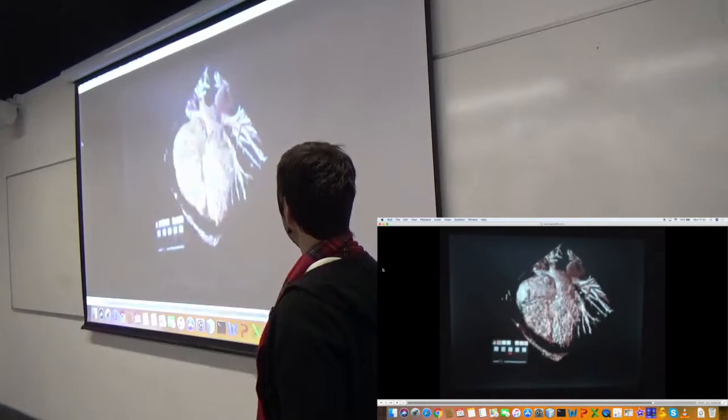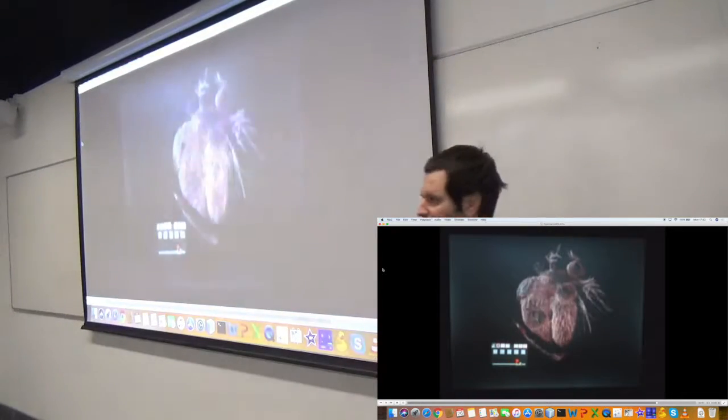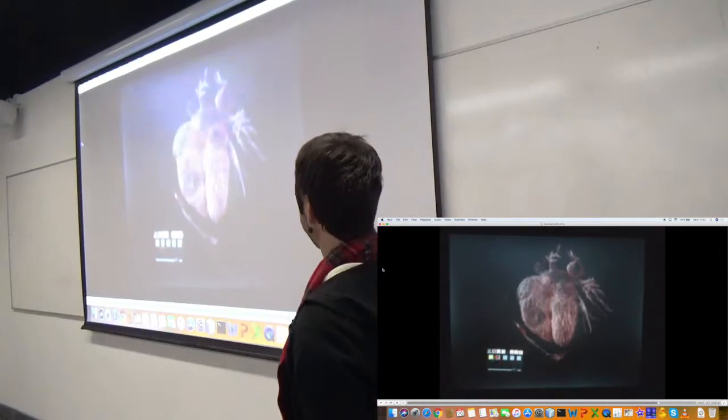And there's a beating heart. So that's a time-dependent volume visualization, right, which is not the same as a static one.